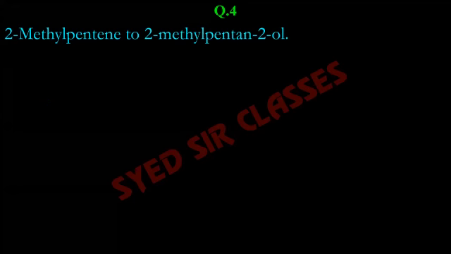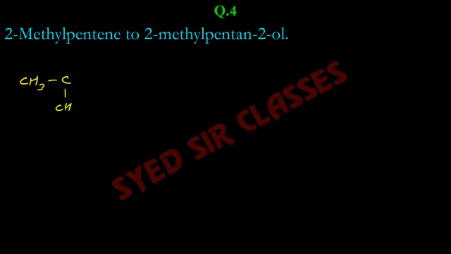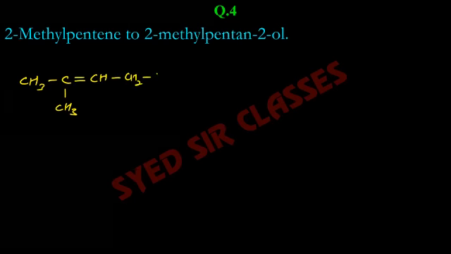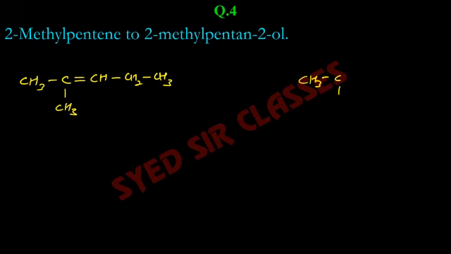Now 2-methyl pentene to 2-methyl pentan-2-ol. So first write what is the reagent. So 2-methyl pentene, we can have CH3 here, 2-methyl, CH, CH2, CH3, 1, 2, 3, 4, 5. From this, we need to get 2-methyl pentan-2-ol: CH3, C, CH3, OH, CH2, CH2, CH3, like this.